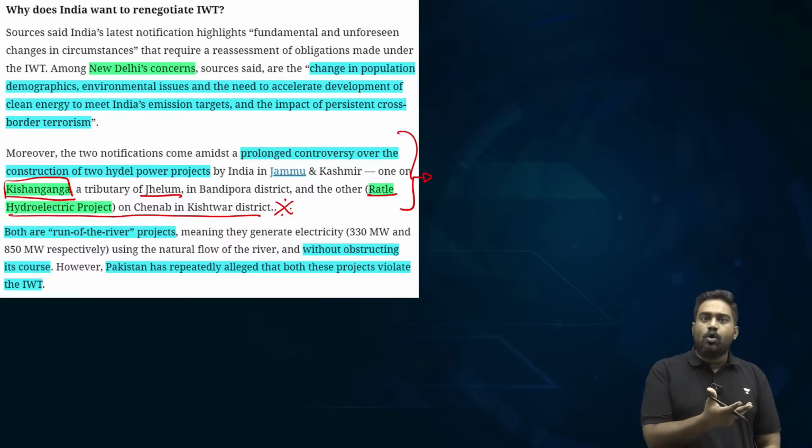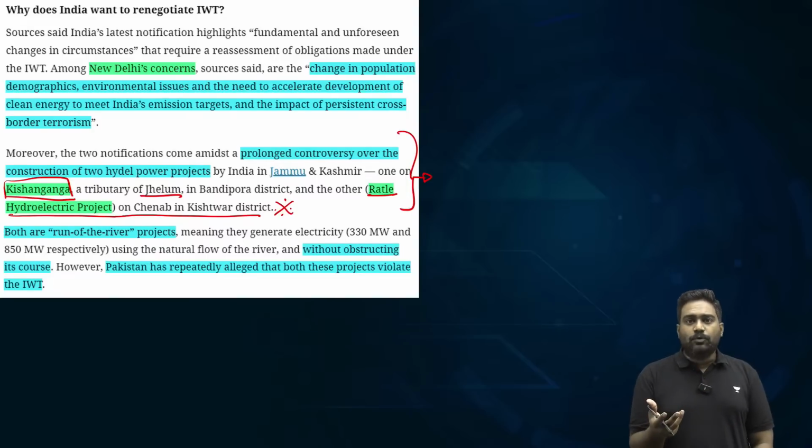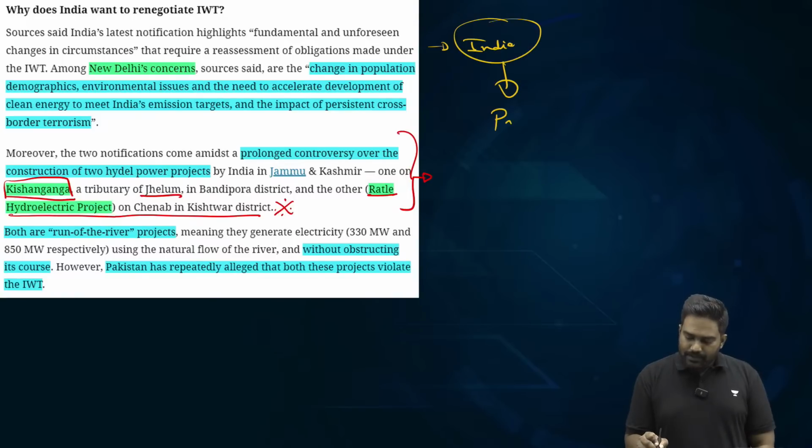Pakistan dragged India to court. It had filed a dispute at the International Court of Justice and at the Permanent Court of Arbitration. That case went in favor of India. It shows that India remains committed to the treaty and yet Pakistan has created trouble.